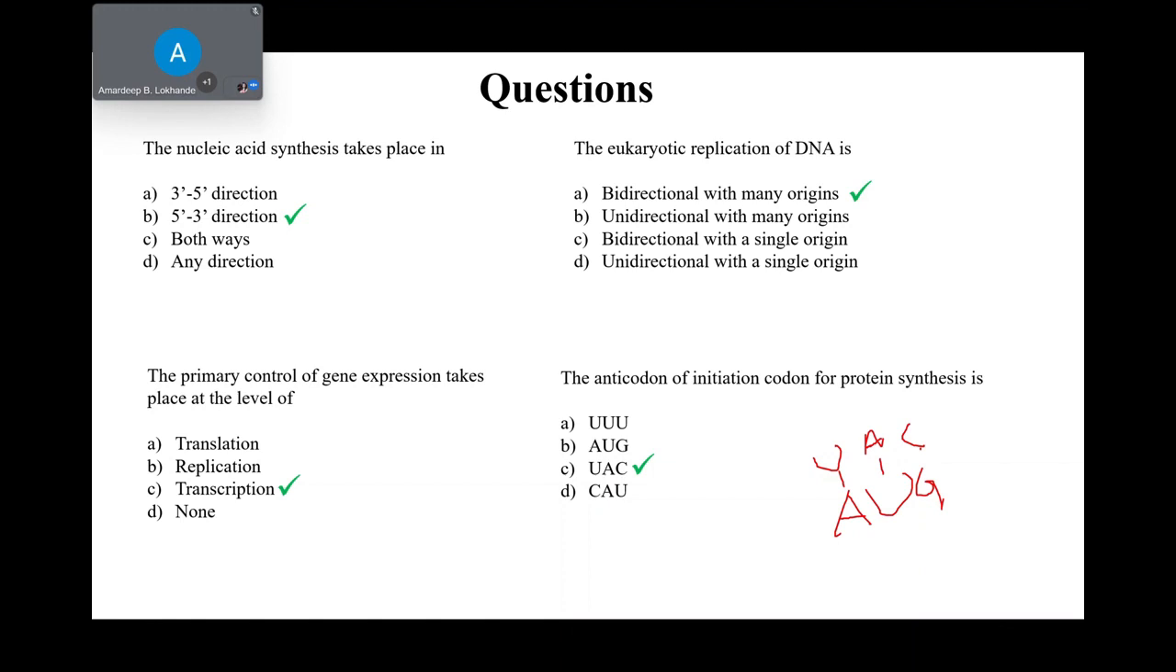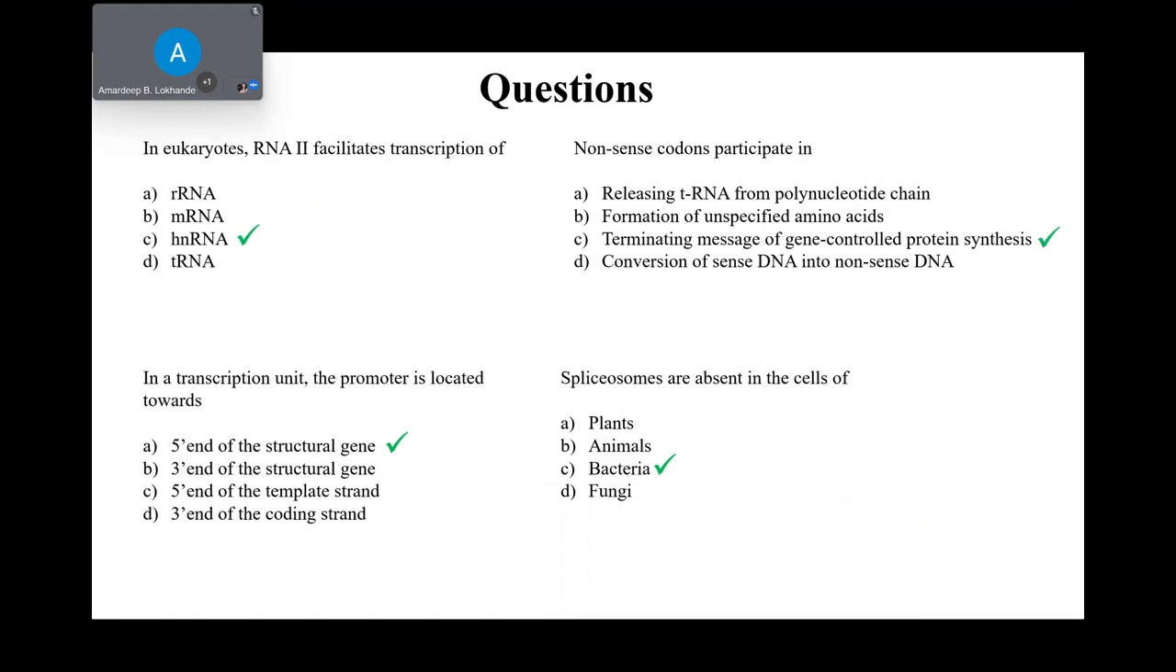So RNA polymerase 2 is responsible for transcription of the hnRNA. hnRNA means the heterogeneous nuclear RNA. Nonsense codons are the codons that do not code for amino acids. So as it says, it controls the termination message. Third, a transcription unit has the promoter at the 5 prime end. We did this. And spliceosomes are not present in bacteria. They are present in all other advanced organisms.